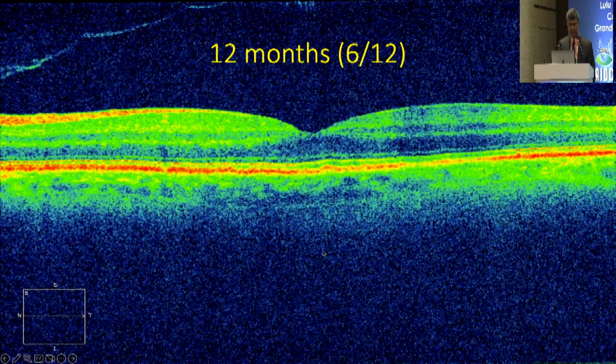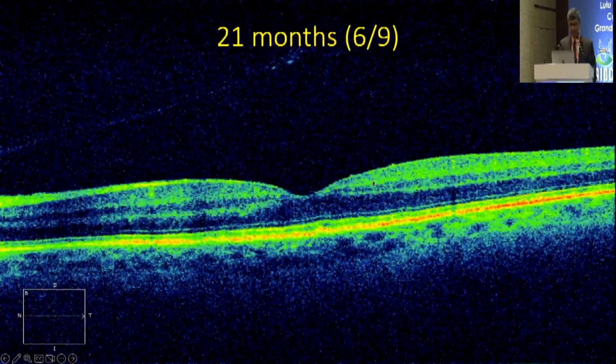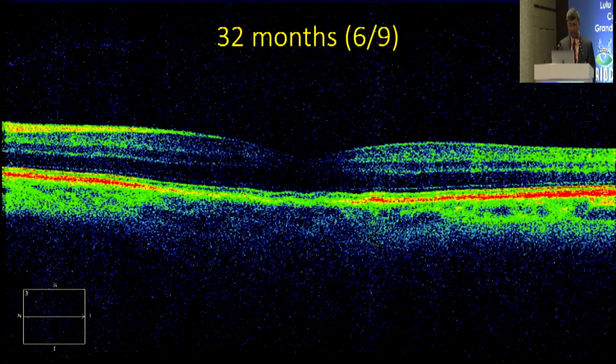And at 12 months, there's near-normal foveal architecture, and the vision has dramatically improved to 6/12. Of course, there is a little bit of drusen from the age-related macular degeneration. She came back 21 months after the ocriplasmin. Vision had further improved to 6/9, and this was maintained at 32 months.